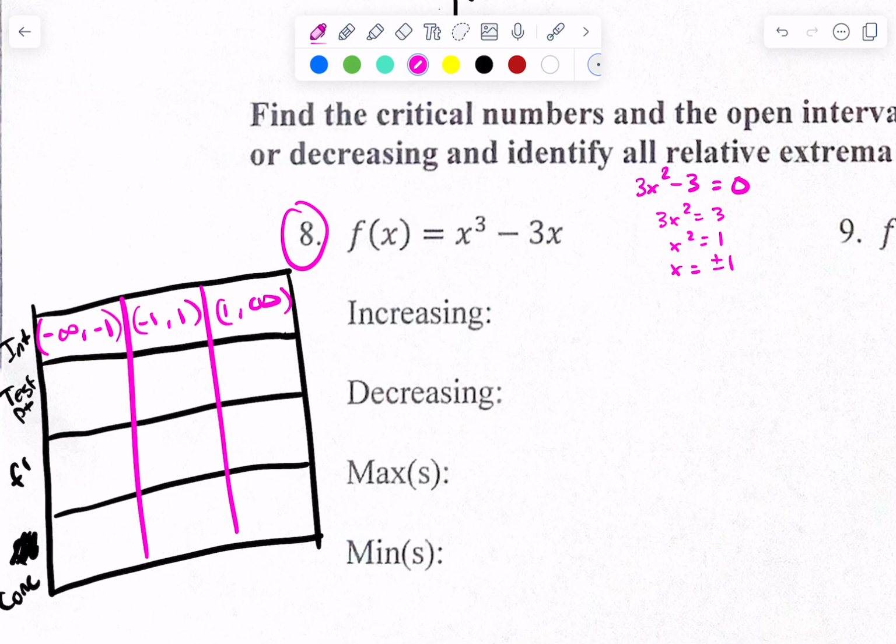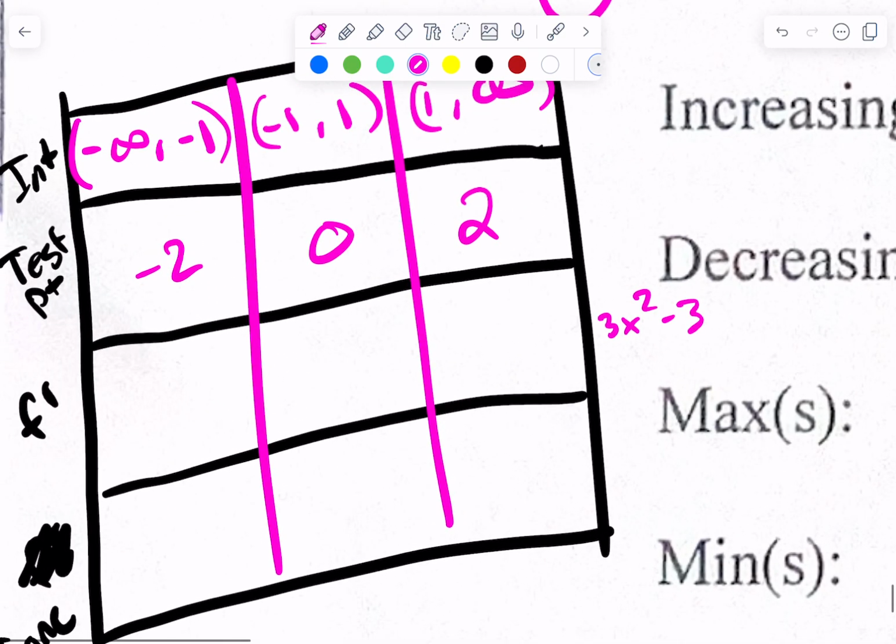Okay, first test point. What shall we do? Negative 2, 0, and 2. We're plugging into just the derivative, which is 3x squared minus 3. So negative 2 times negative 2 is positive 4. Okay, so we plug in negative 2: 3 times negative 2 squared minus 3. 4 times 3 is 12, minus 3 is 9. 9 is positive. So he is increasing.